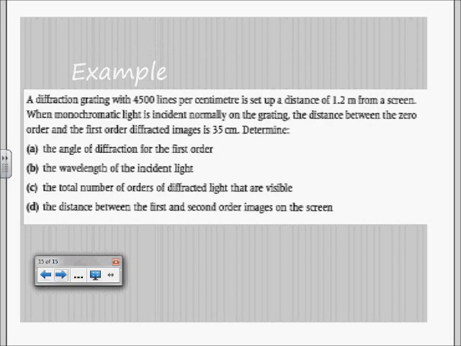And one last example, a little bit more difficult example, I'd say. I'll leave you just to work your way through that and to ask for help on that in class if you need help on it.